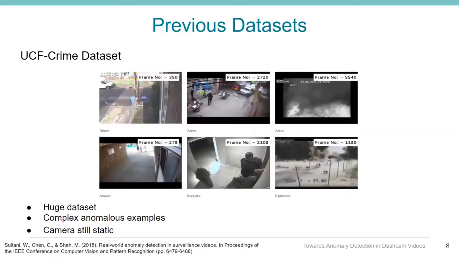On the other hand, UCF Crime is a huge dataset for real-world anomaly detection. The dataset consists of diverse, crowdsourced videos with complex anomalies including arrest, burglary, explosion, and so on. However, all videos are still from static viewpoints and not very relevant for road scenes because the dataset is aimed at surveillance use cases.